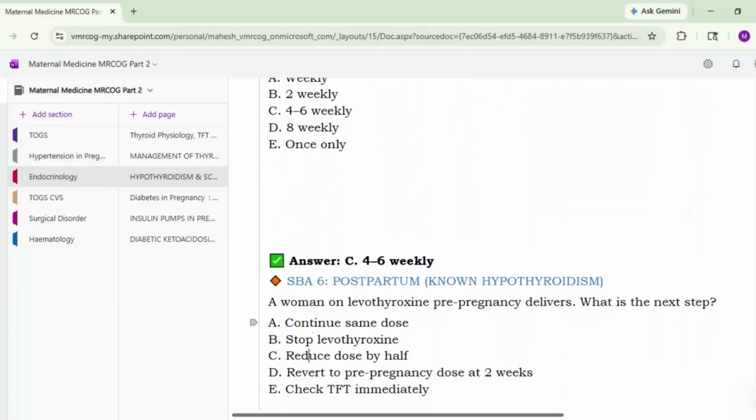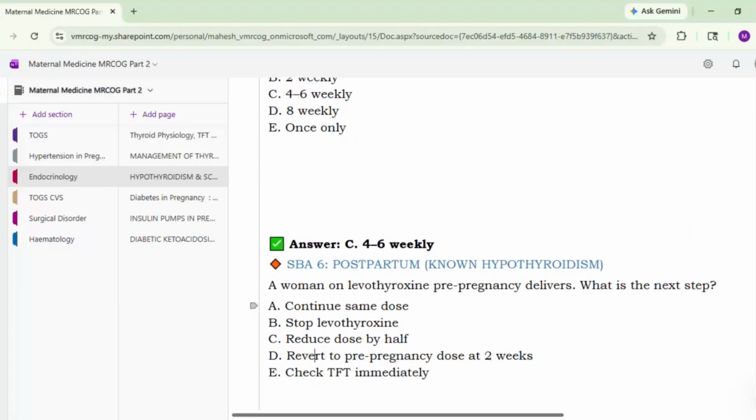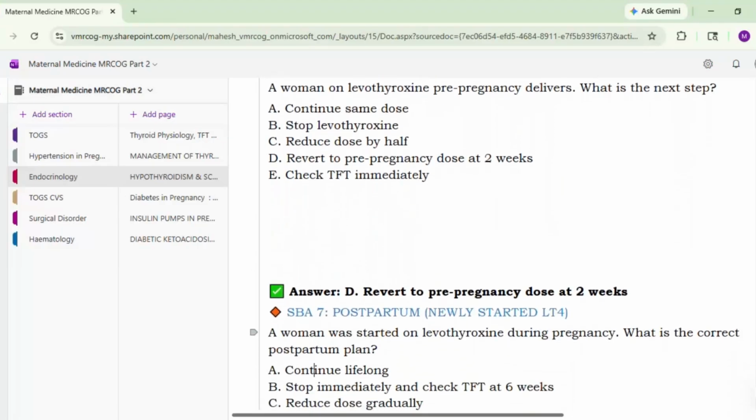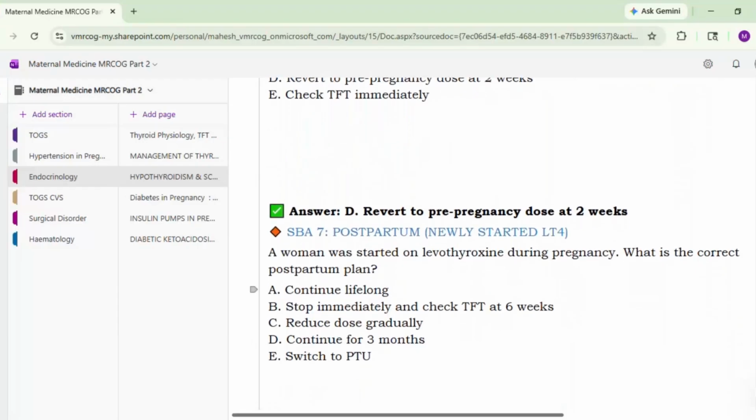A woman on levothyroxine pre-pregnancy delivers. What is the next step? A. Continue the same dose. B. Stop the levothyroxine. C. Reduce the dose by half. D. Revert to the pre-pregnancy dose at 2 weeks. E. Check TFT immediately. It is D, revert to the pre-pregnancy dose at 2 weeks. Yes, this is the difference. And if she has started during the pregnancy, what are you going to do? We'll stop the dose and we'll check her TFT at 6 weeks. Correct. So here you revert to the pre-pregnancy dose at 2 weeks. A woman started on levothyroxine during pregnancy.